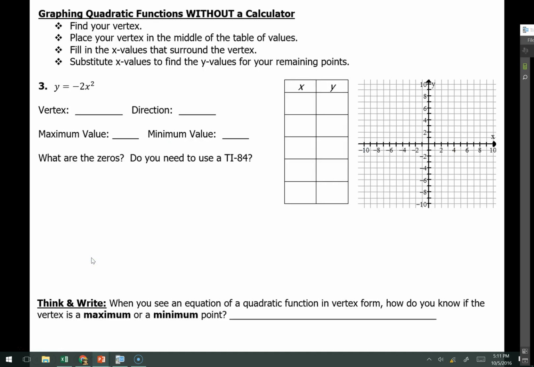Okay, so let's do one more of these where we need to find the graph without actually using a calculator. So let's look at this problem. Y is equal to -2 times x squared.